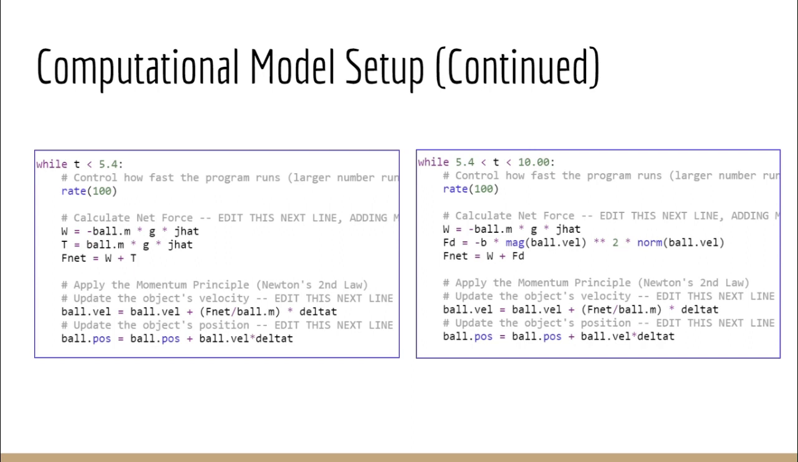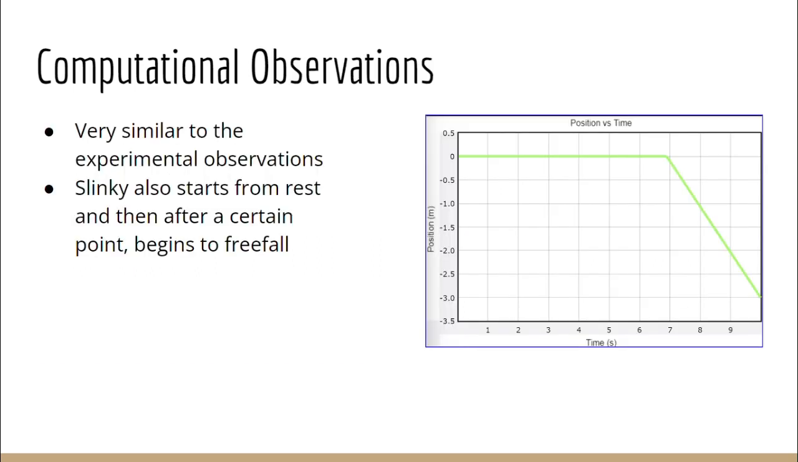And then for the second while loop, which is while 5.4 is less than t, which is less than 10 seconds, this is when the slinky actually begins to move in free fall as a system. I have w equals negative ball.m times g times j hat, but this time I've replaced tension with drag force, which is negative b times the magnitude of the velocity of the ball squared, times norm ball.vel. And then F net would be w plus the weight force. And then, of course, as usual, I have the velocity update formula and the position update formula. So some computational observations: it's very similar to the experimental observations.